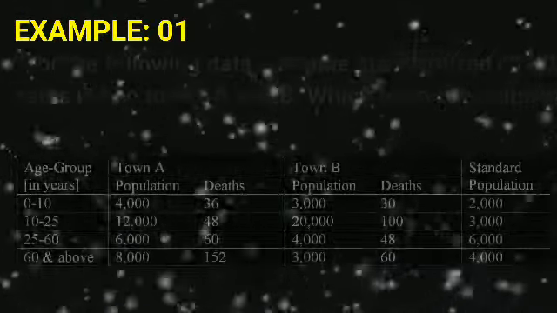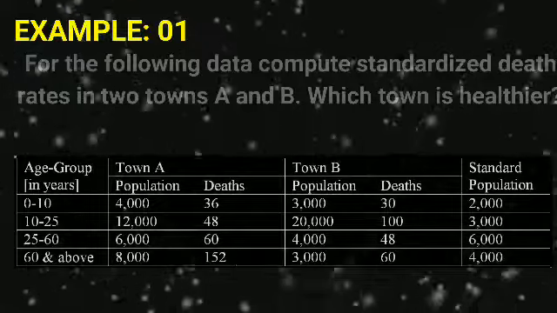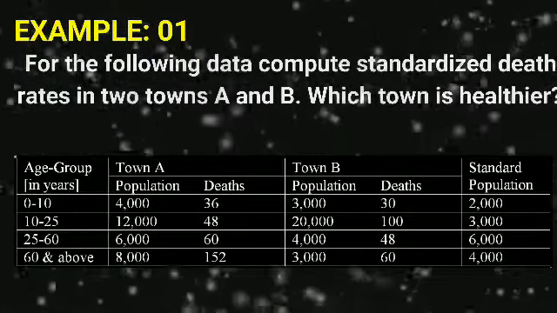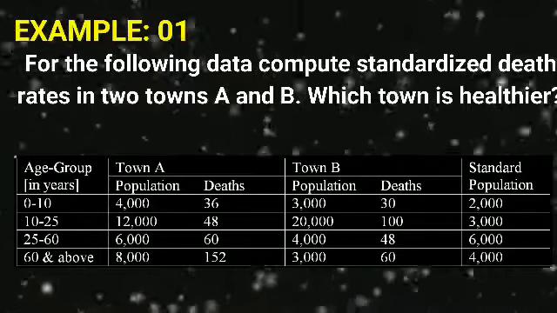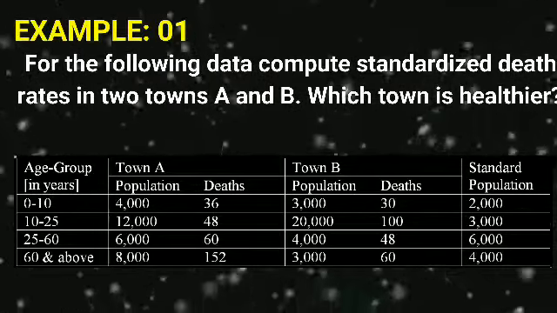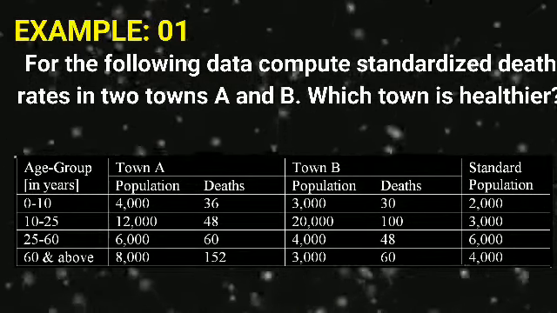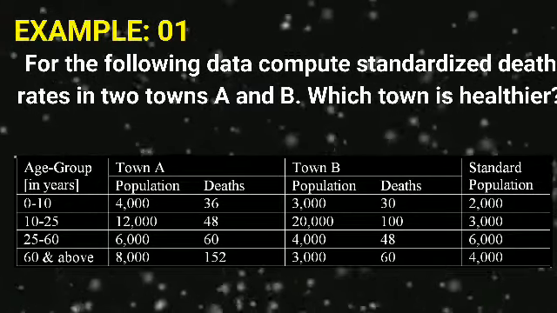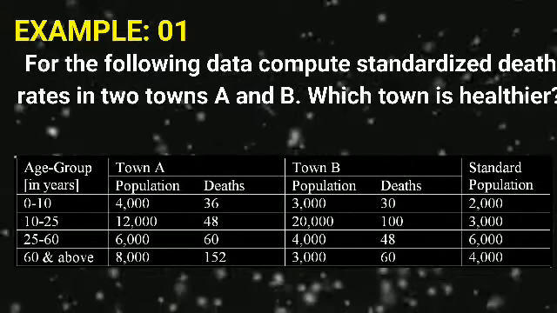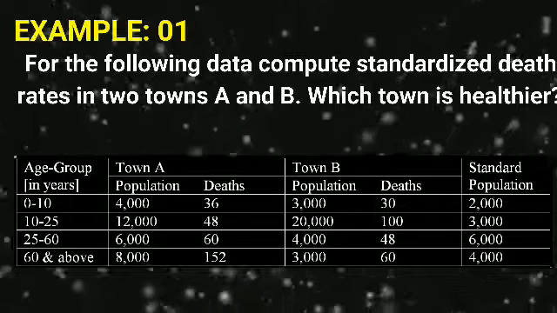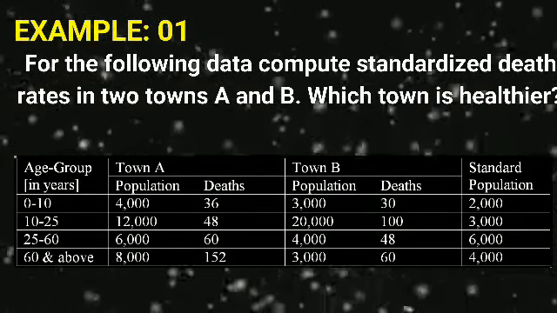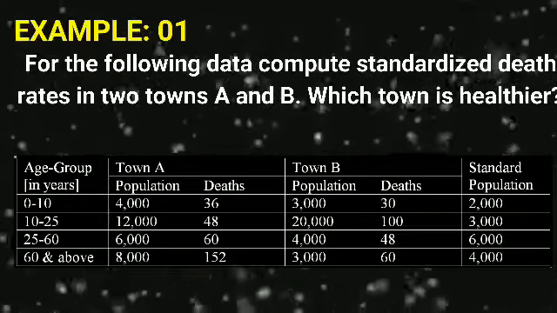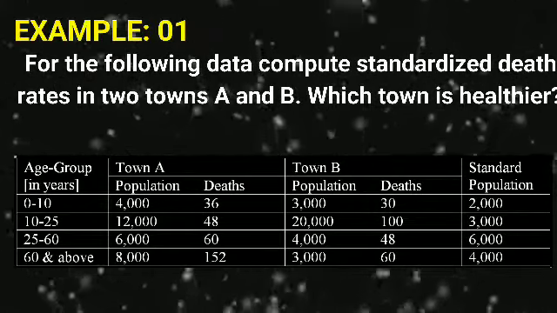Example 1. For the following data, compute standardized death rates in two towns A and B. Which town is healthier? Now, this concept of STDR is used to find the healthy population among the two populations which are given in the question. Here the data is given which belongs to two different towns A and B.